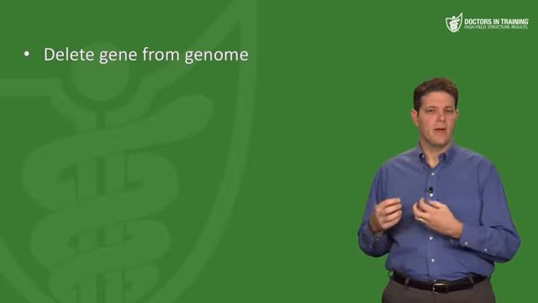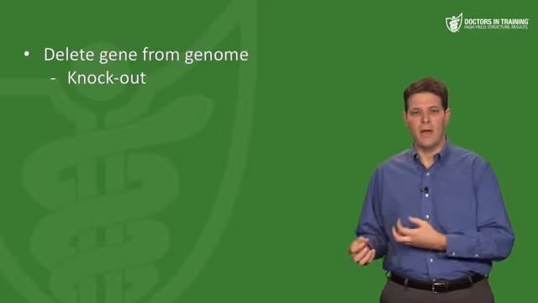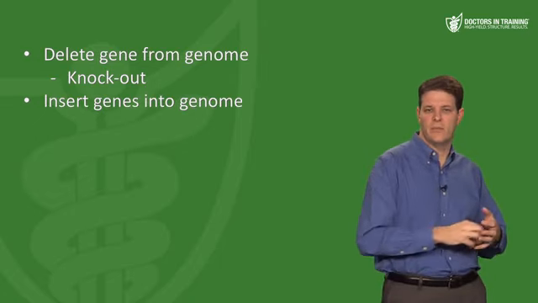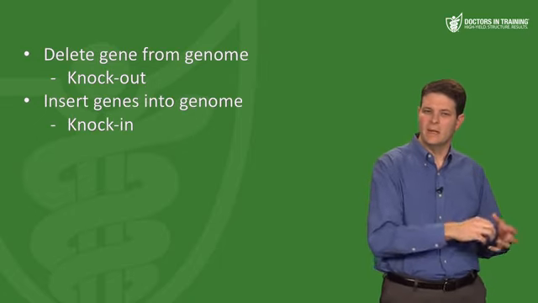Now let's shift gears a little bit and talk about genetic engineering and making modifications to gene expression. We're still talking about lab techniques, but instead of analyzing DNA sequences, now we're actually manipulating the genetic code of an experimental animal, like a mouse. So you can either delete a certain gene from the mouse's genome, and that's called a knockout mouse because you knocked that gene out, or you can insert genes into the mouse's genome, and that's called a knock-in mouse.